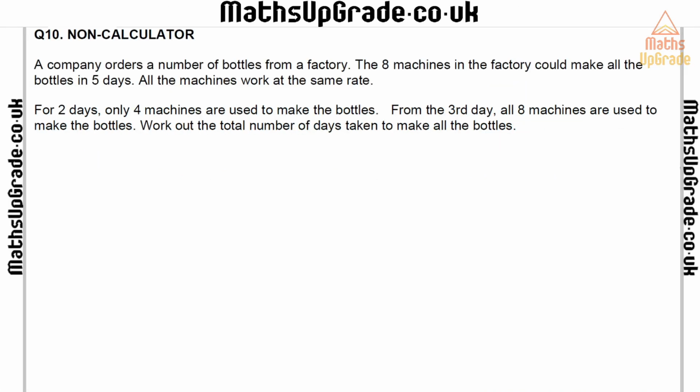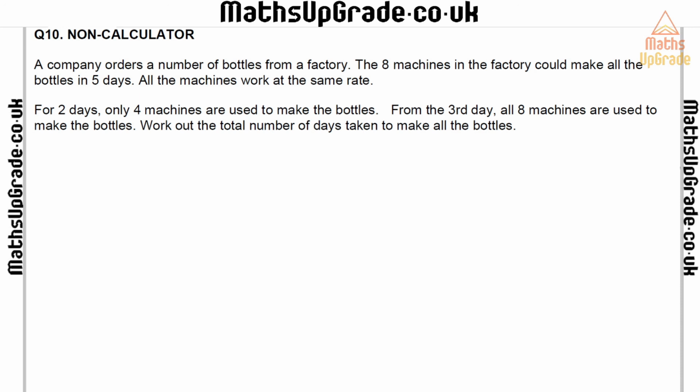In question 10, we're told that a company orders a number of bottles from a factory. The 8 machines in the factory could make all the bottles in 5 days. All the machines work at the same rate. For 2 days, only 4 machines are used to make the bottles. From the 3rd day, all 8 machines are used to make the bottles. We need to work out the total number of days taken to make all the bottles.